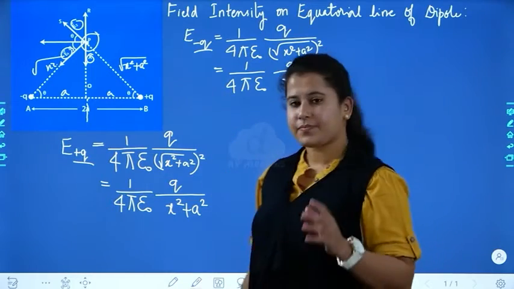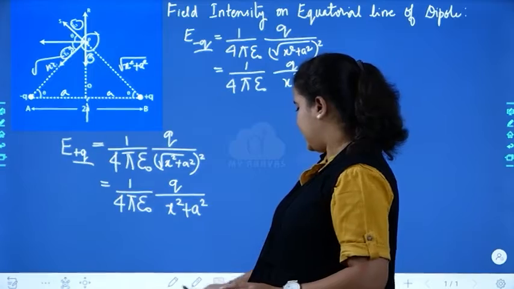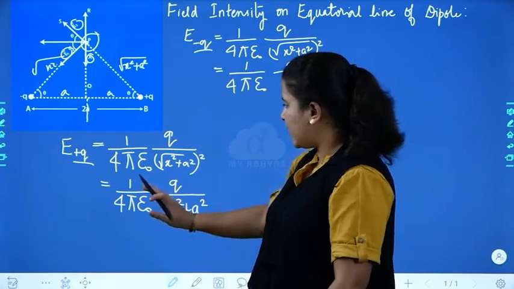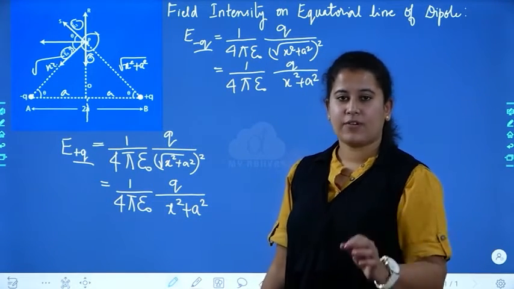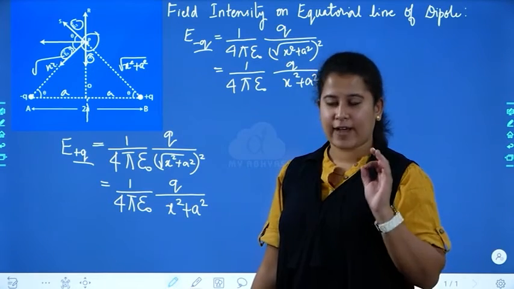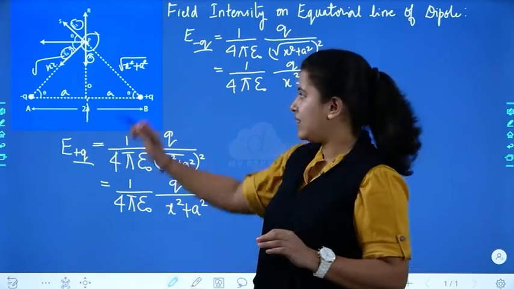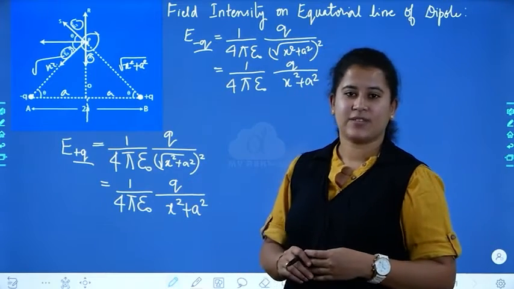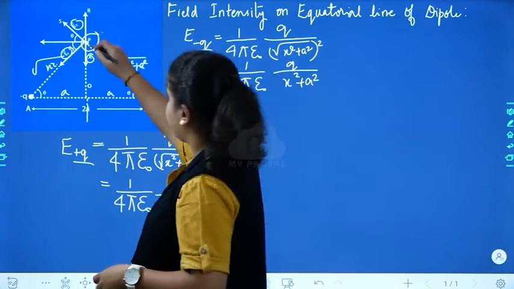So now I have to find out the resultant field intensity, because I got to know that E of plus Q is the same and E of minus Q is the same. If I have to find out the final resultant intensity, then I have to take some specifications here. So what are those? Concentrate, because these are very important.